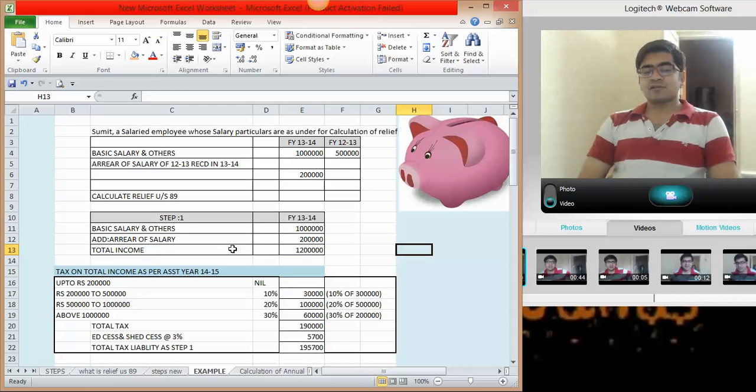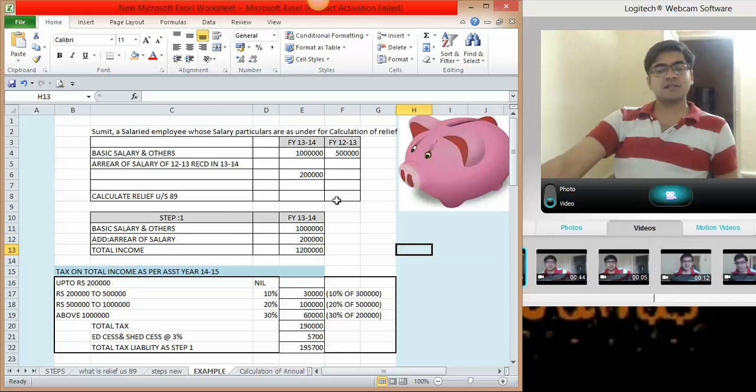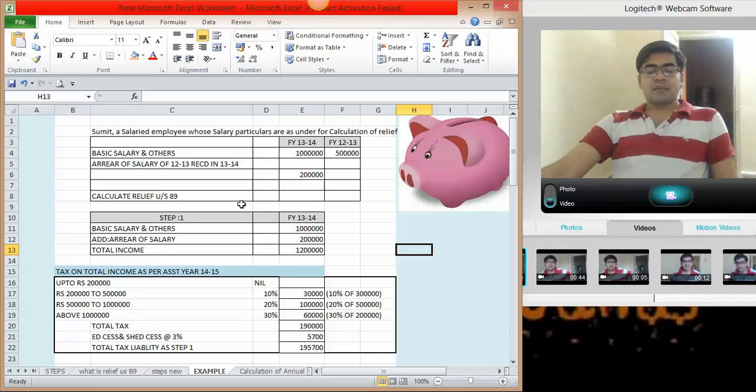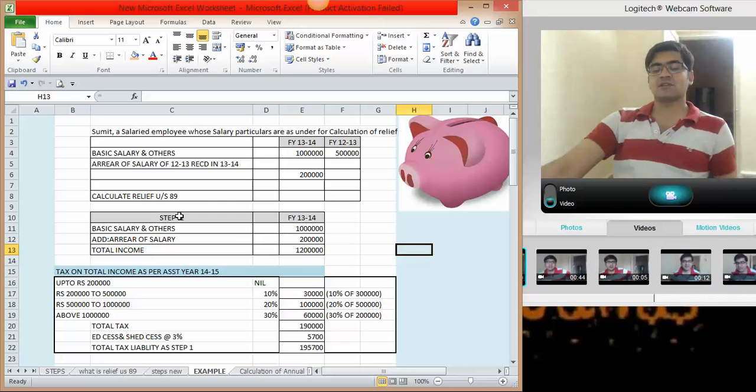There is a person called Sumit who is a salaried employee whose salary particulars are as under for calculation of relief. He is getting basic salary and others in financial year 13-14 of 10 lakh rupees, and for financial year 12-13 he is getting 5 lakh rupees. Apart from this, he has got one arrear of salary which pertained to 12-13, and he has received that in 13-14. That amount is 2 lakh, and now you calculate the relief under section 89.